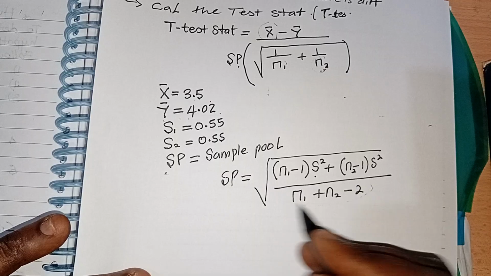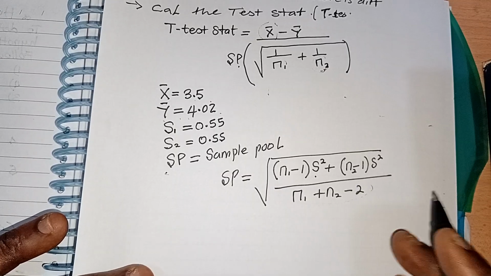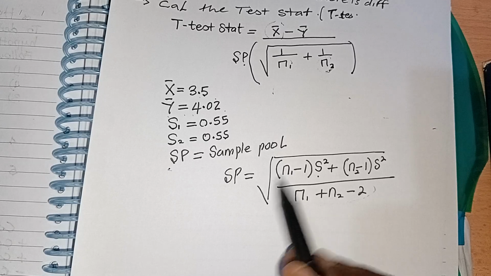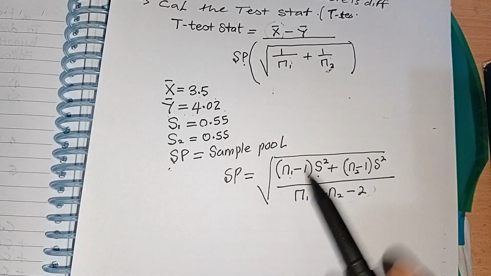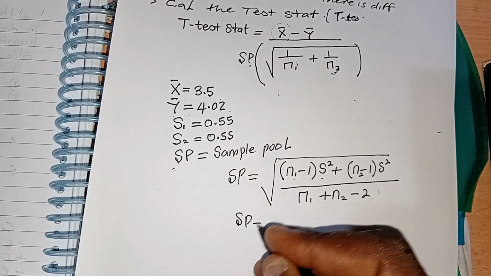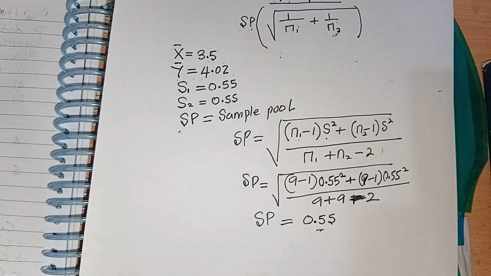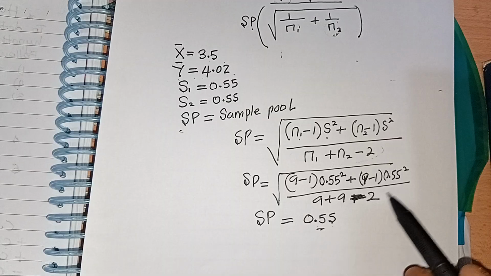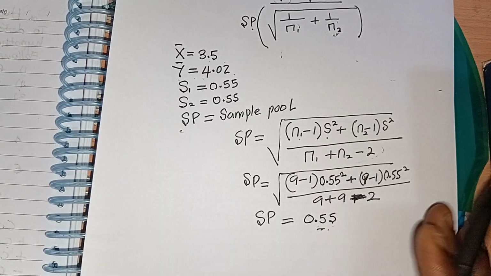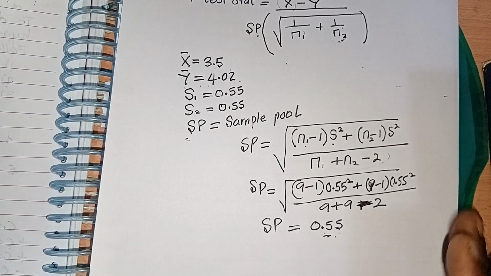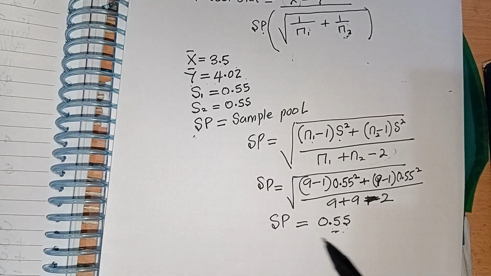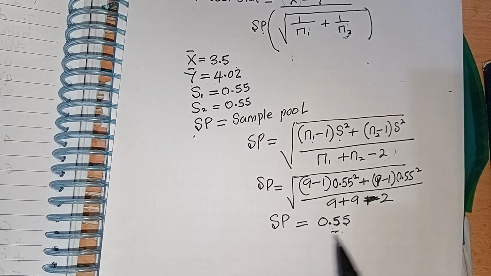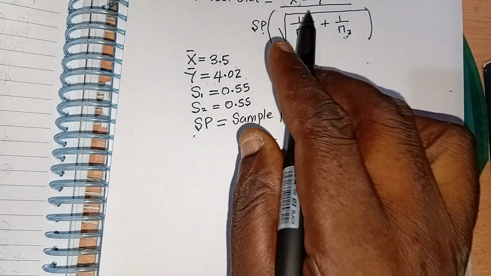This is called the degree of freedom. The denominator here is known as the degree of freedom. So we need to calculate our sample pool. From my calculator, I'm having 0.55. At this level, you should be able to manipulate this, so you can try it. If the answer is the same, you can make comments. If otherwise, let me know in my comment section. Now we need to substitute this in the formula.